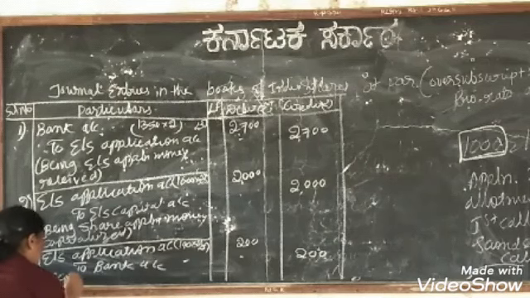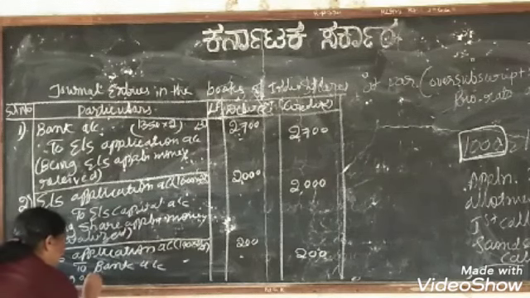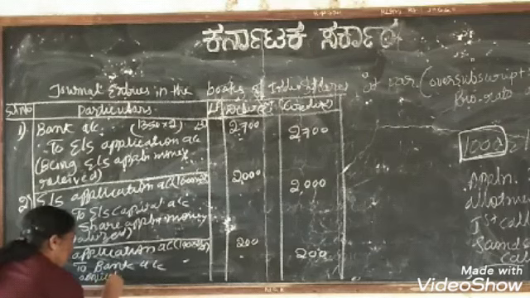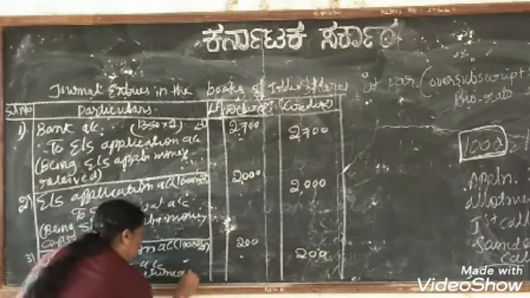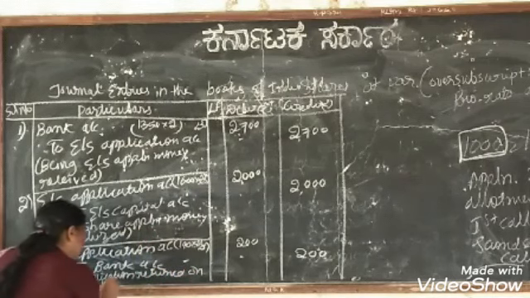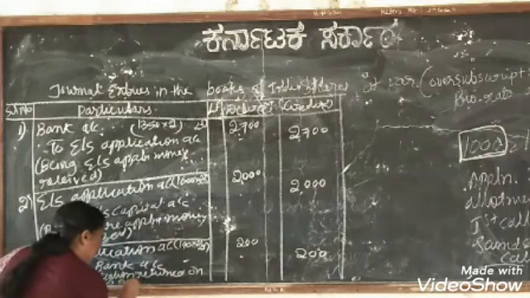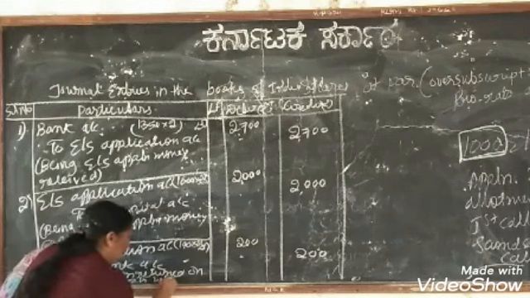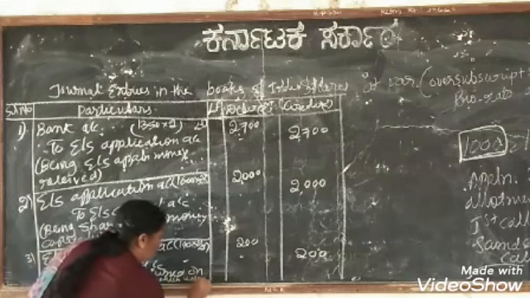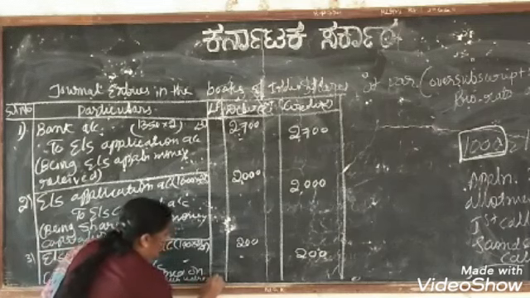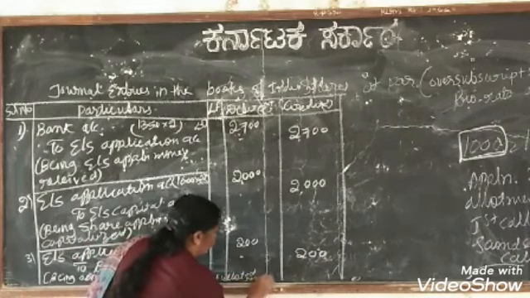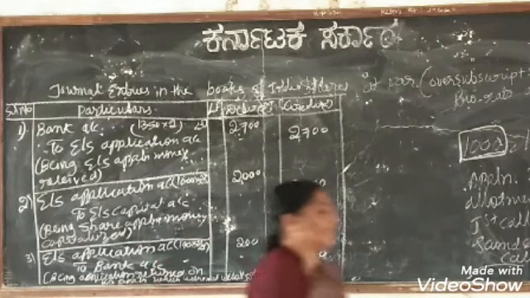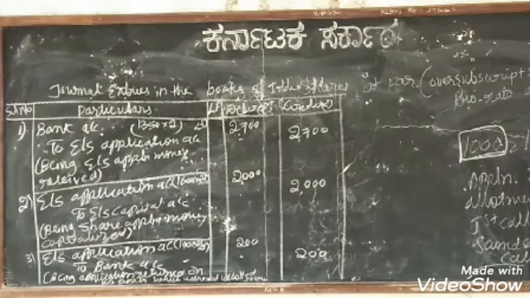Being application money returned on 100 applications which were not allotted shares. These are 3 entries. Again 500 is there, that will adjust against the allotment.